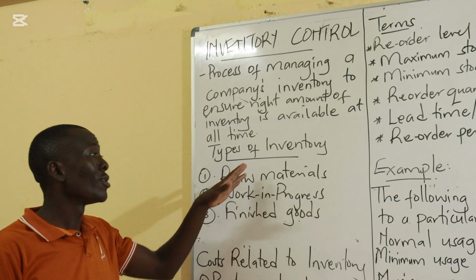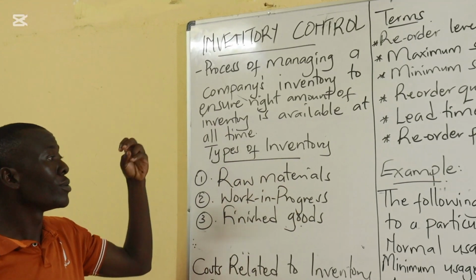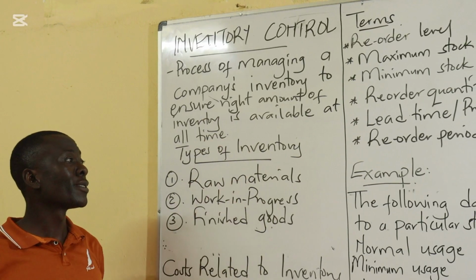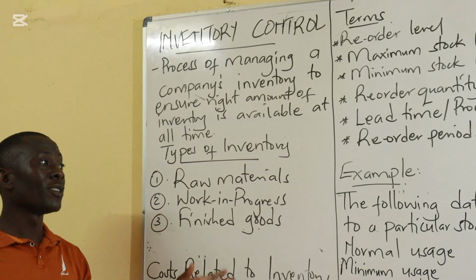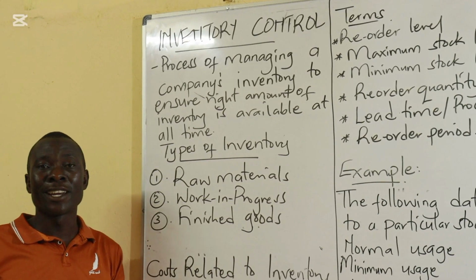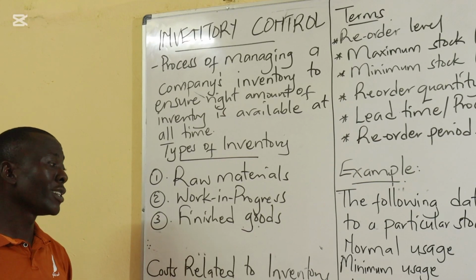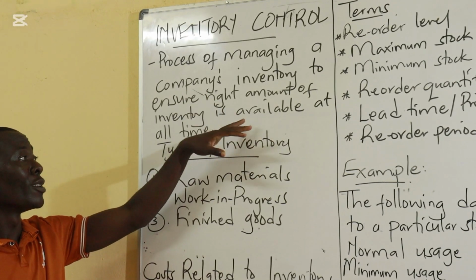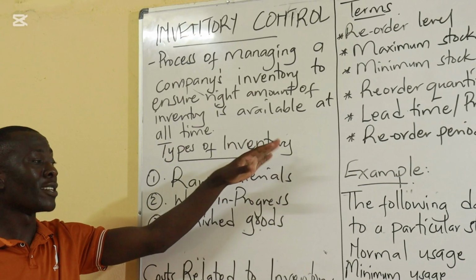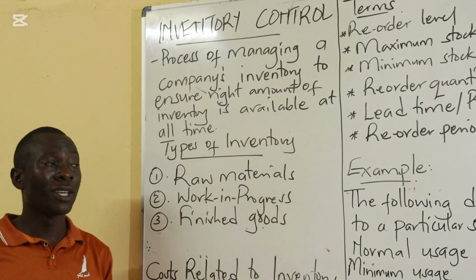By the end of this lesson, we'll be able to know what inventory control is. We'll be able to calculate various stock levels, and eventually we'll finish by calculating economic order quantity. The knowledge of inventory control is applicable in businesses in various ways, as we are going to see during this particular lesson.